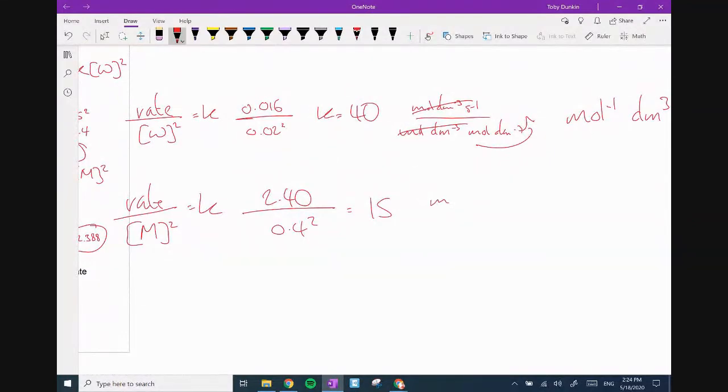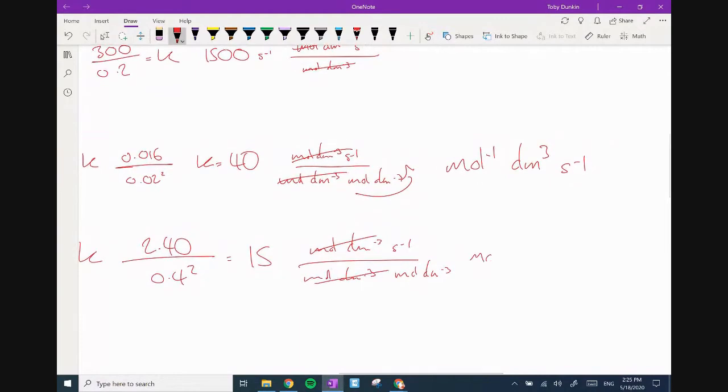Bottom one on the top, moles per dm cubed per second over moles per dm cubed, which cancels, over moles per dm cubed because it was to the power of 2. Give it the reciprocal. Moles to the -1, dm to the +3, s to the -1, and I'm finished.